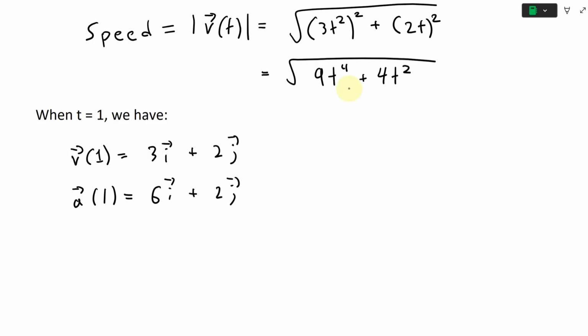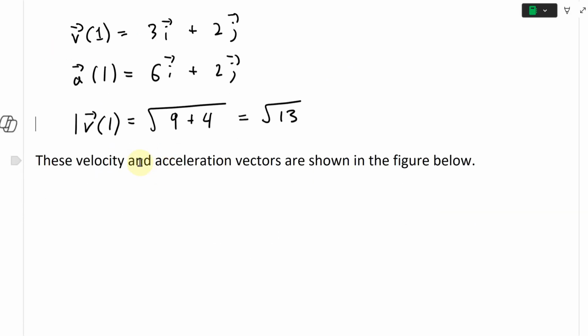And then lastly, the speed. So this is going to be the magnitude of the velocity at 1. It is equal to, let's plug that inside. So we're going to get a 9 times 1 plus 4 times 1. 1 squared doesn't change anything, so 1. So this is 9 plus 4. That equals square root 13. All right, so now let's draw these out. So these velocity and acceleration vectors are shown in the figure below.